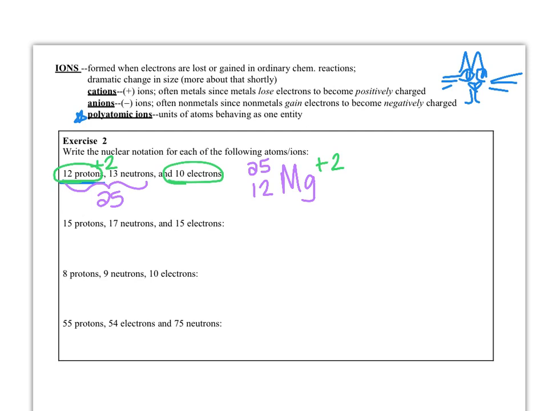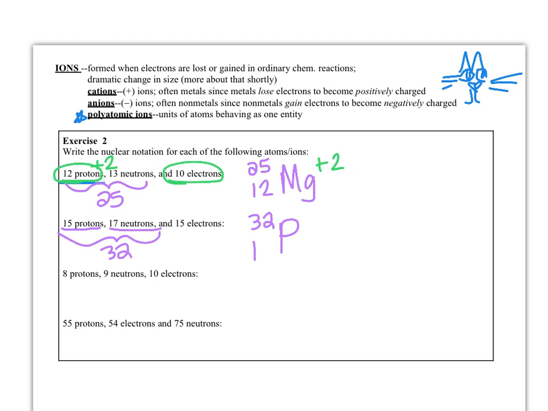All right, on my next one, I have 15 protons. So what element has 15 protons? You look on your periodic table, and you'll see that that is phosphorus. So we would write a P here. And then we see 17 neutrons. So 15 and 17 is, if I make a mistake on this, 32. You can totally make fun of me in class. All right, so I got 32.